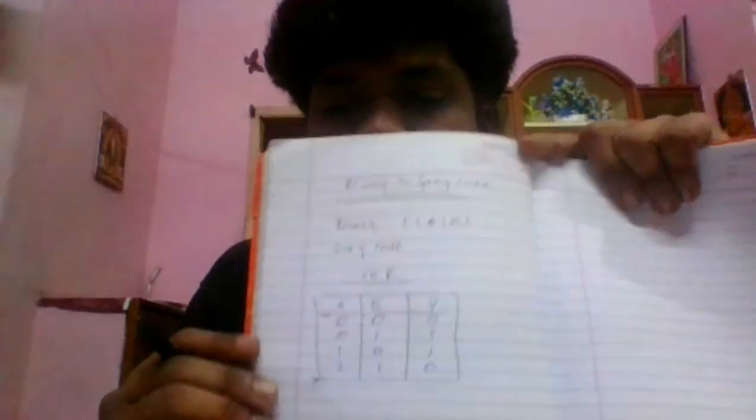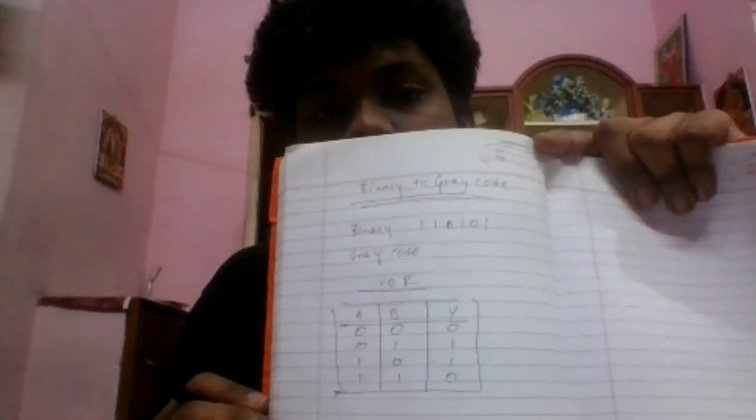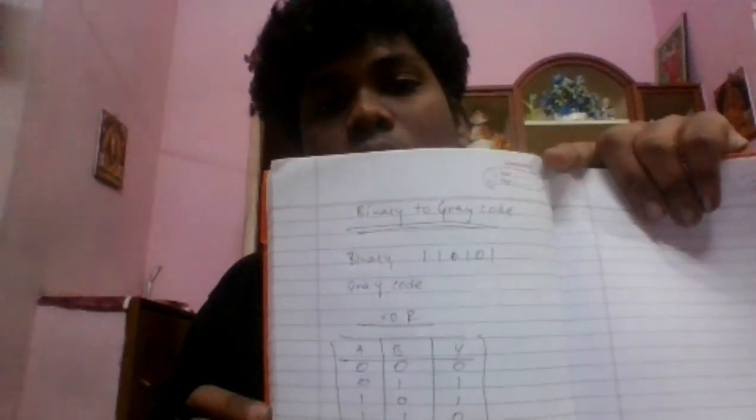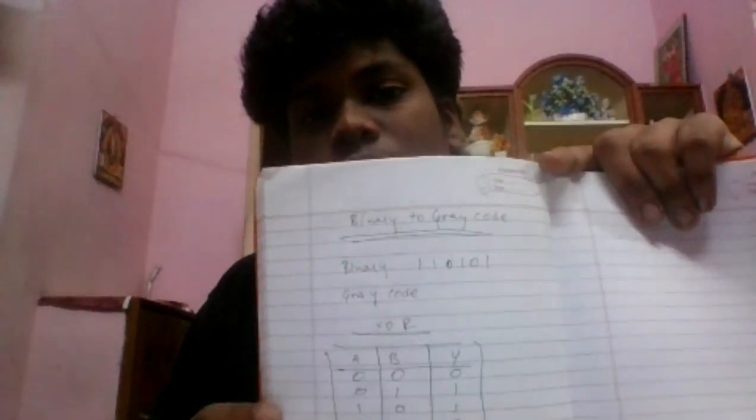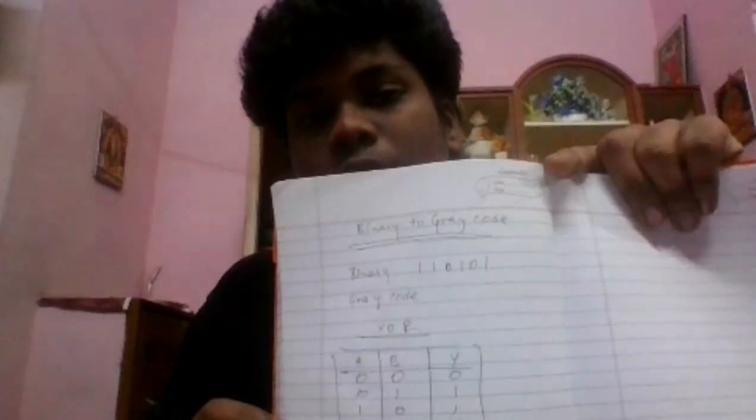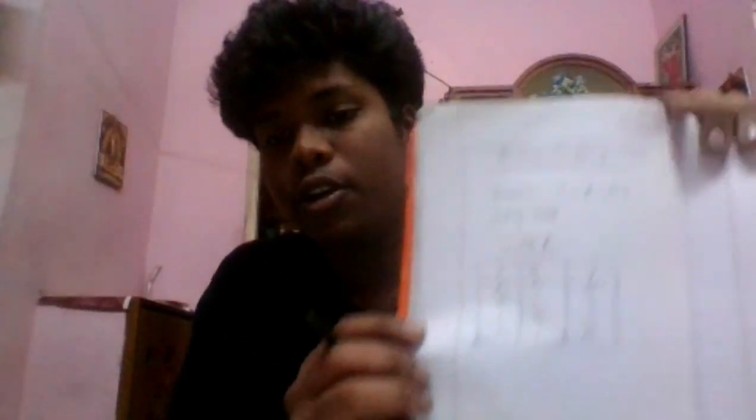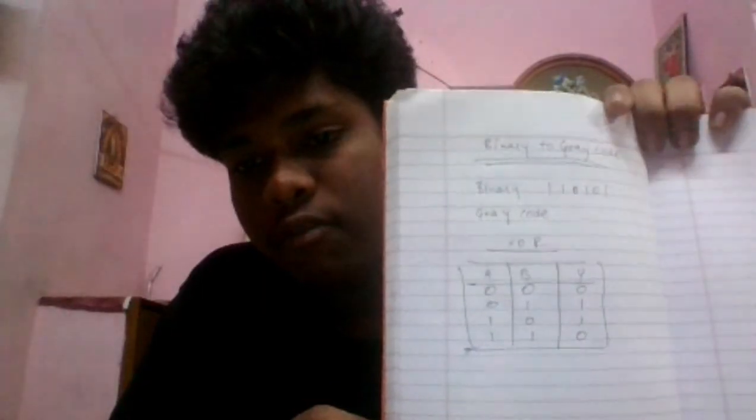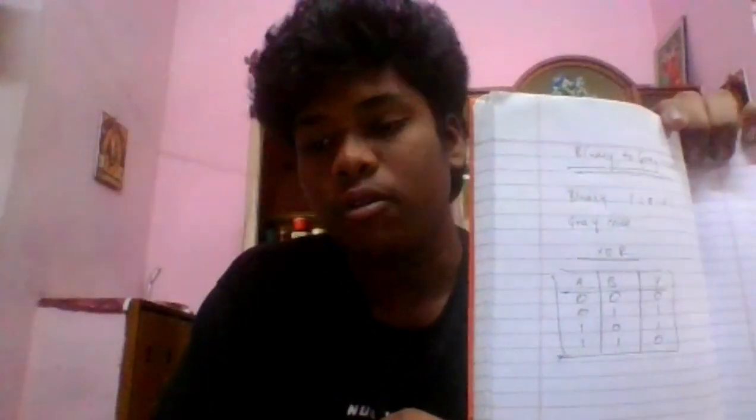As we observe the truth table of XOR gate, we will observe that when the inputs are same, the output will be 0, and when the inputs vary, the output will be 1. Using this XOR gate truth table, we'll convert binary code into gray code.